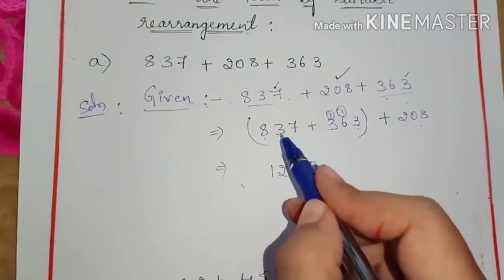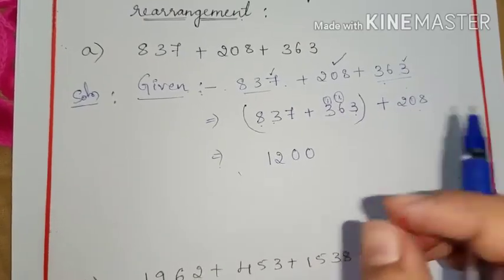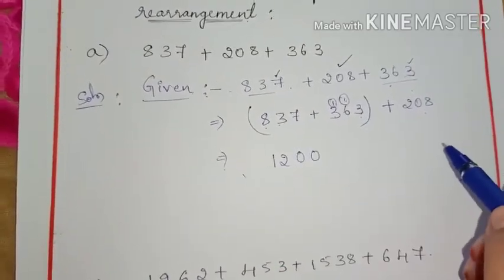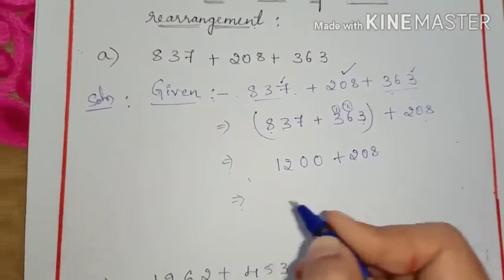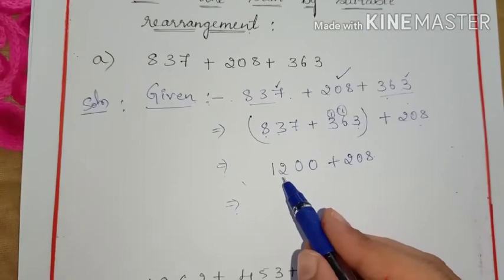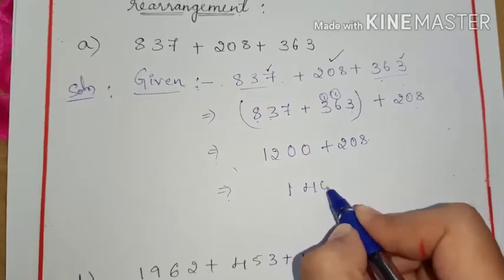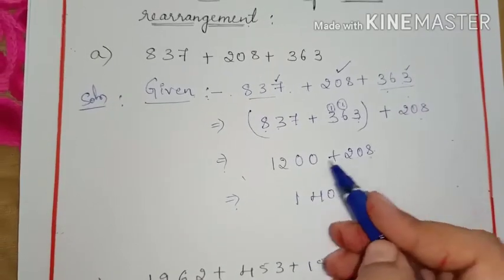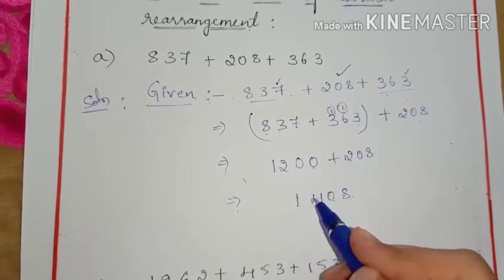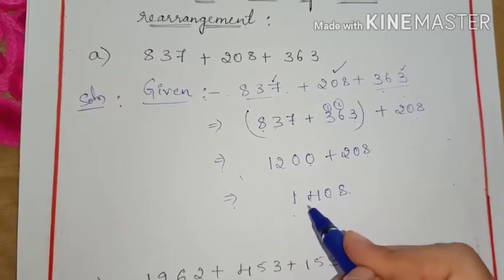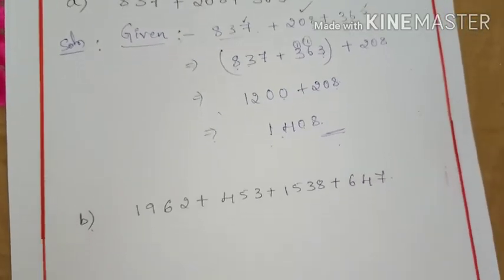If you find it difficult to do the horizontal addition, you can do the vertical addition. Okay, then plus 208. So now it is very easy to add, right? 1200 plus 208 becomes 1408. See, 8 plus 0 is 8, then 0 plus 0 is 0, 2 plus 2 is 4, 1 remains as it is. 1408. Okay, let us see question number B.